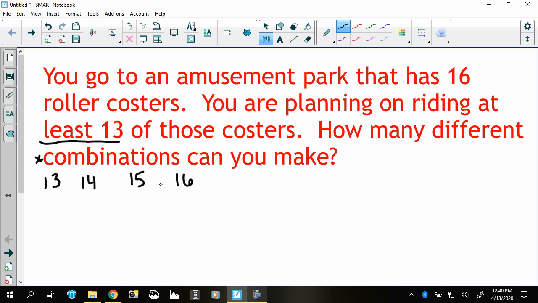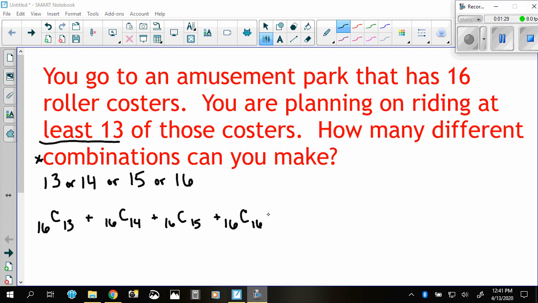So you have 4 different situations here. So you can do 13. So that would be 16 combination of 13. Or you can ride 14. So this is going to be a plus in between these two. So you're going to do 16 combination of 14, or you can ride 15. So that's 16 combination of 15, or you can ride all 16. So that's going to be 16 combination of 16. So what you want to do is each of those 4 combinations, and then you will get your final answer by adding those together.